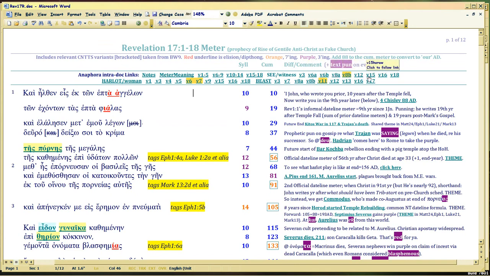1, 2, 3, 4, 5, 6, 7, 8, 9. Okay, well then that means 1, 2, 3, 4. The fifth one is the center. And you'll notice that I've shaded the centers.